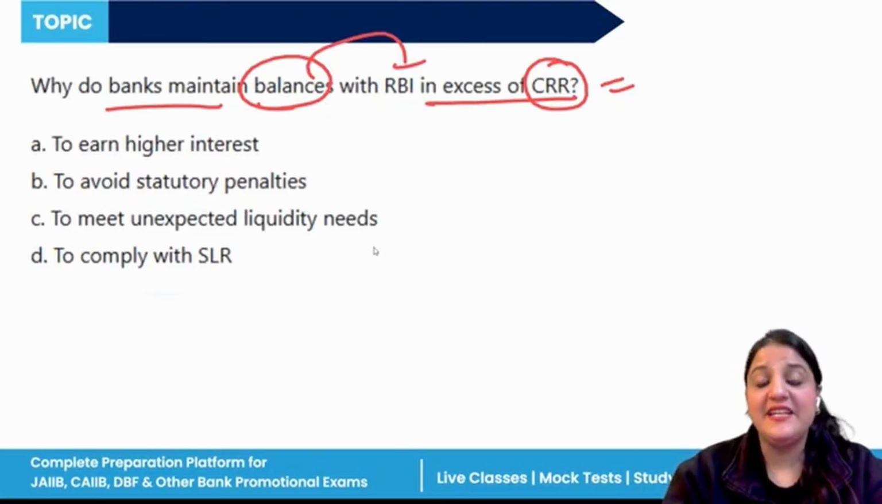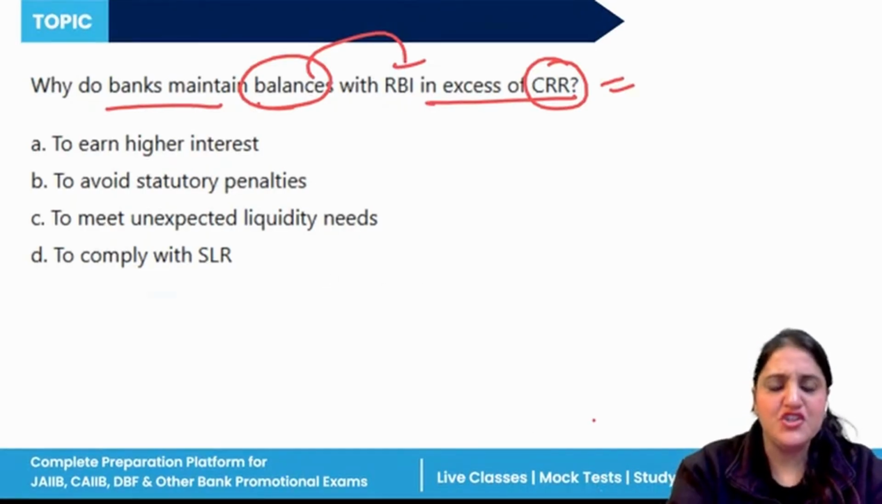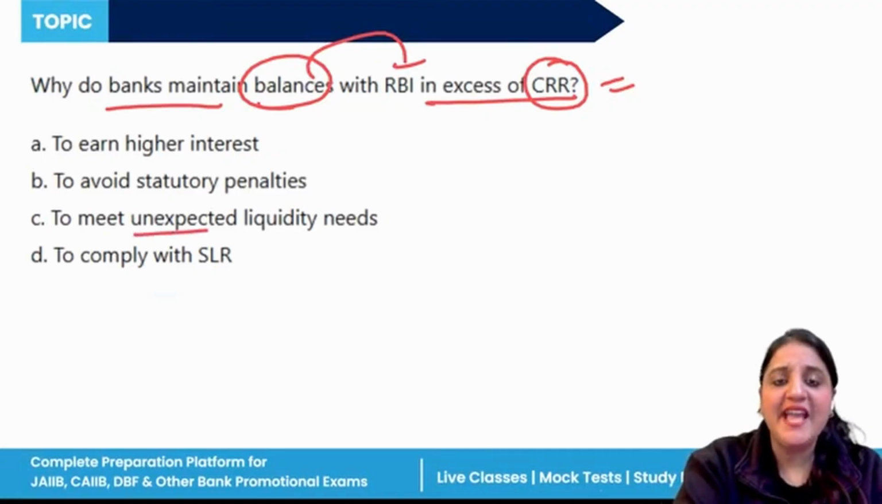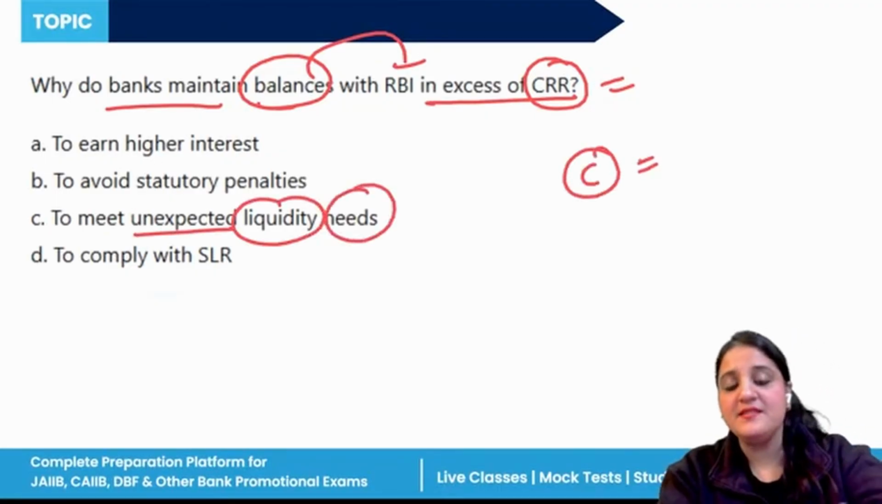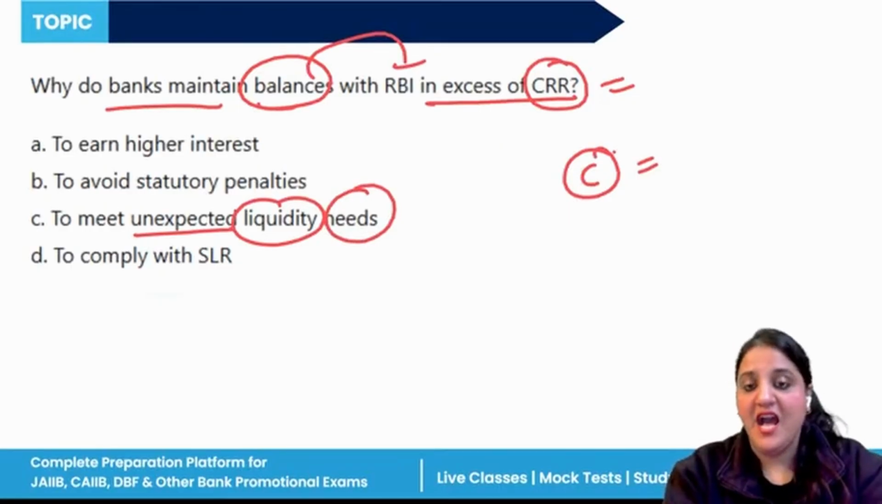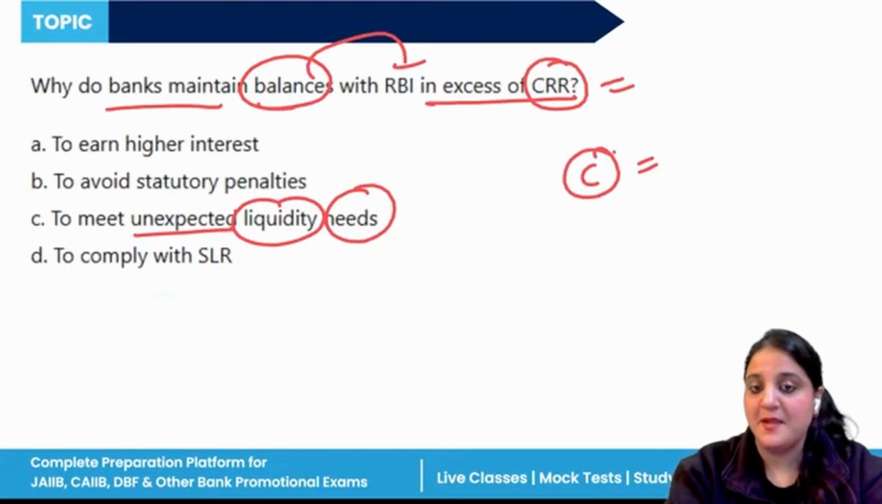So why do banks maintain this with the RBI? Just to meet unexpected liquidity needs. So option C is correct here. RBI surplus balances are not return oriented. So option C is correct here. Right? Now the next question.